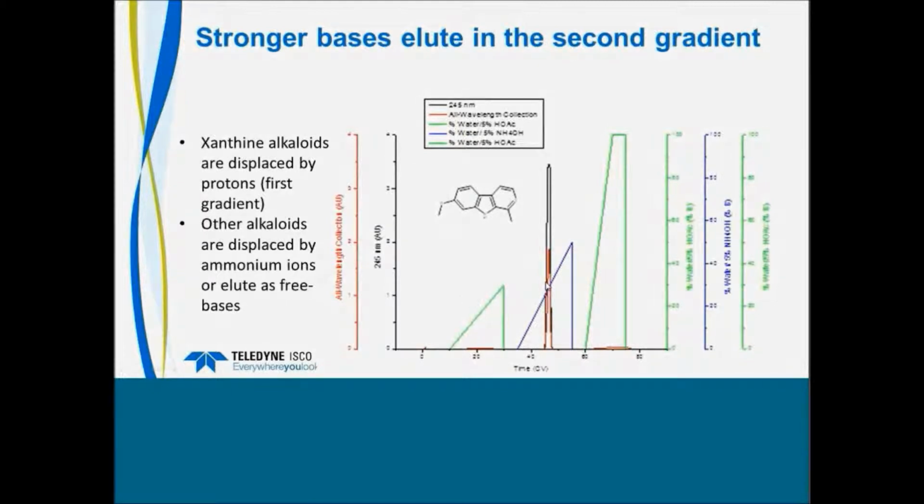Other alkaloids are either displaced by ammonium ions, or because we are increasing the pH, they elute as free bases. So by increasing the pH, I'm causing these alkaloids to not interact with the ion exchange column anymore and causing them to elute. I really don't care about the mechanism for their elution. I'm really caring about getting the compounds pure so I could do something else with them.